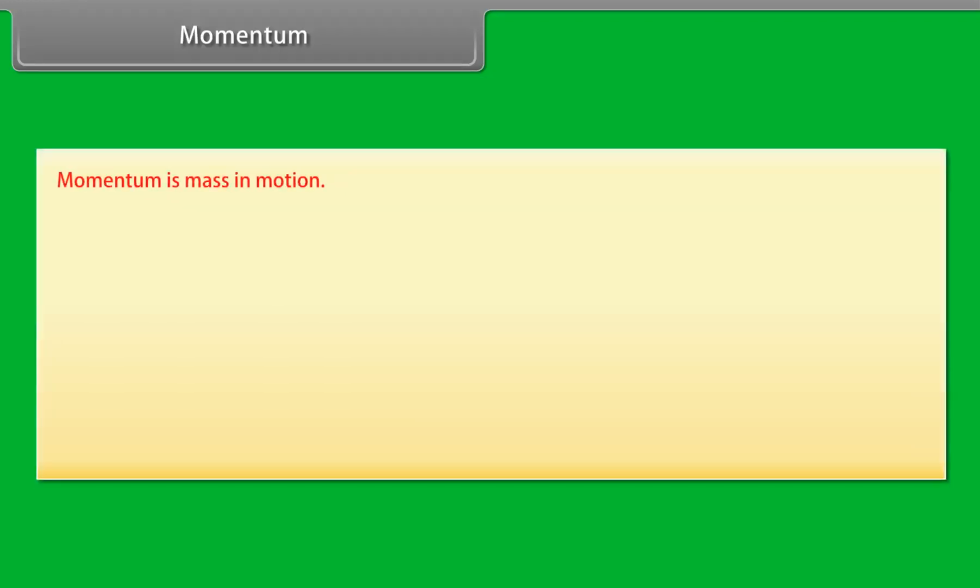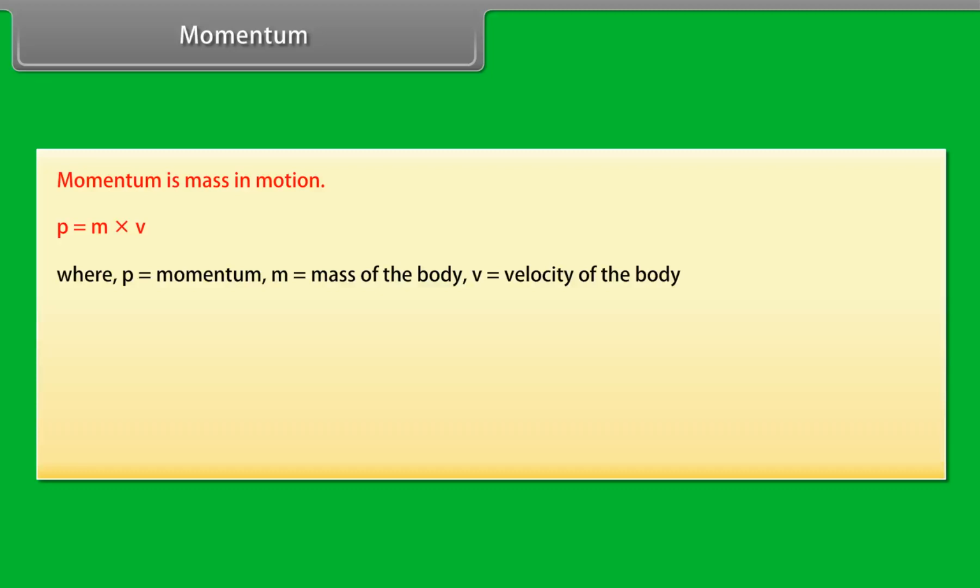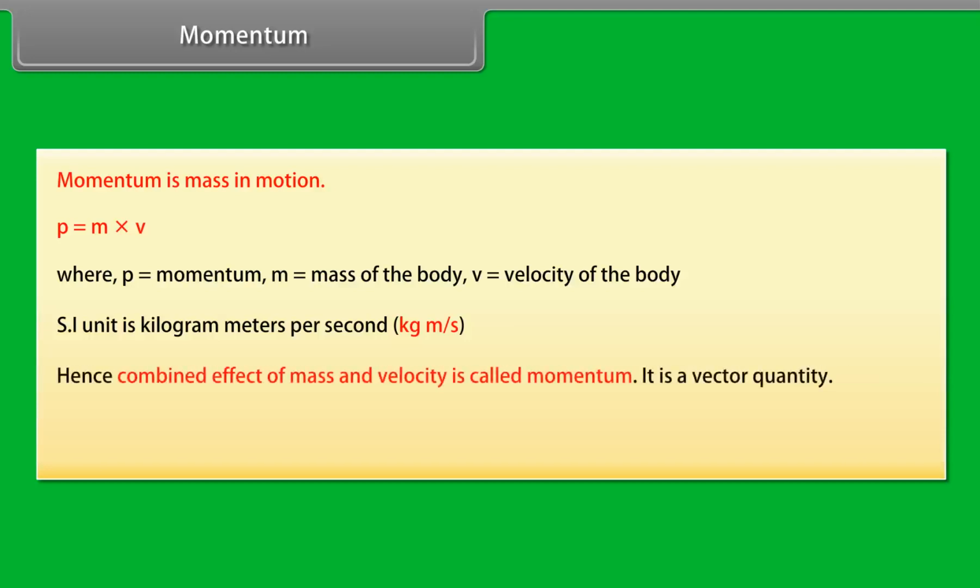Momentum. Momentum is mass in motion. P = m × v, where P is momentum, m is mass of the body, v is velocity of the body. SI unit is kilogram meters per second. Hence, the combined effect of mass and velocity is called momentum. It is a vector quantity.